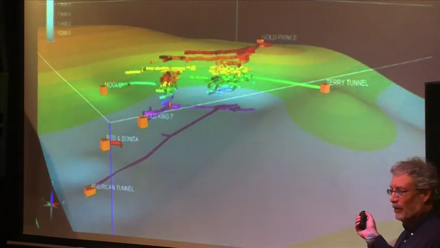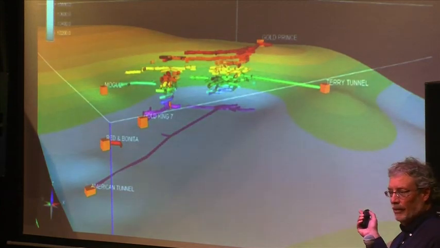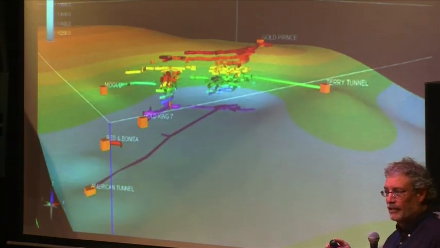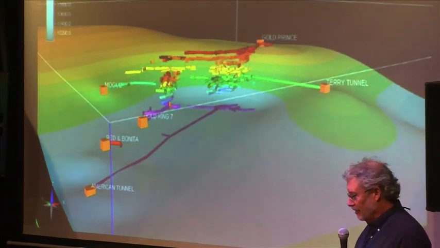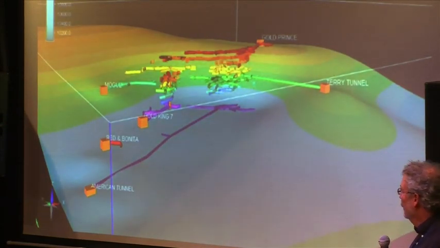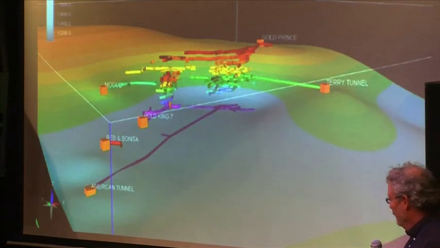These diagrams, by the way, this modeling was all done by Kirsten Brown, who's here in the audience, and she's got a really nice way. She can pivot and turn and look at this in all different directions. It's quite a nice visual aid.